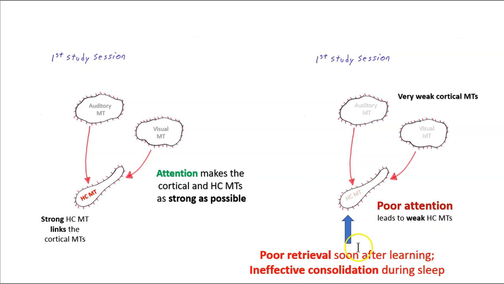And we've previously learned that we need the hippocampus, the hippocampal memory traces, to retrieve information soon after learning, because those weak cortical memory traces are unable to be found and activated by the cortical retrieval systems. So if we have a weak hippocampal memory trace, we're going to have difficulty retrieving the information soon after learning. And in addition, when we go to sleep, we'll have ineffective consolidation during sleep because we'll have weak hippocampal memory traces. And you'll recall during sleep, we fire up the hippocampal memory traces to strengthen the cortical ones. But if the hippocampal memory traces are weak, that consolidation process will not be as effective as it could otherwise be.